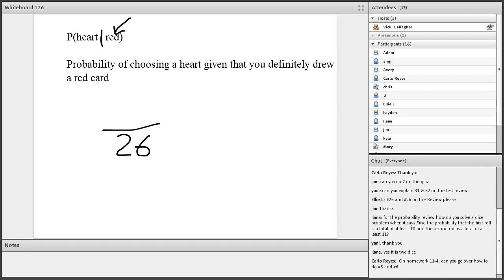And then of the red cards, there are 13 hearts. So I'm going to put 13 on top. And so that simplifies to 1/2. So if I for sure pulled a red card, I have a 1 in 2 chance that it is a heart. And then the other option would be if it's a diamond.